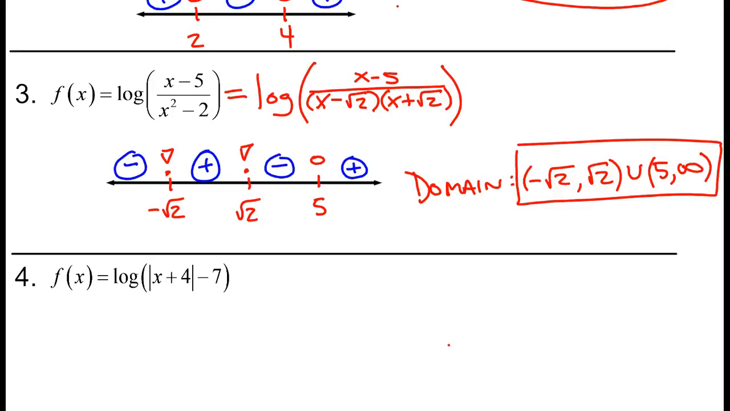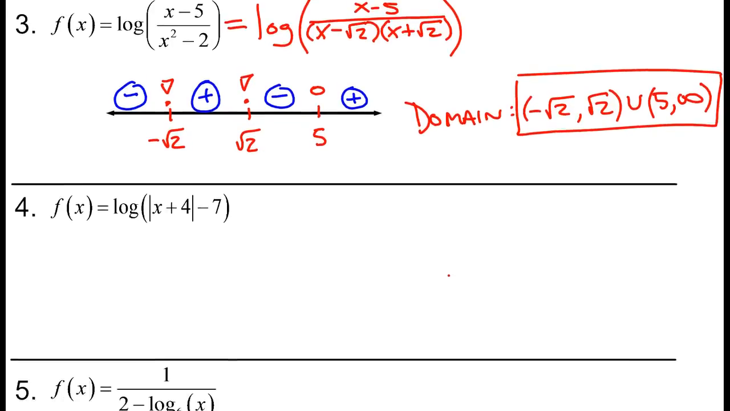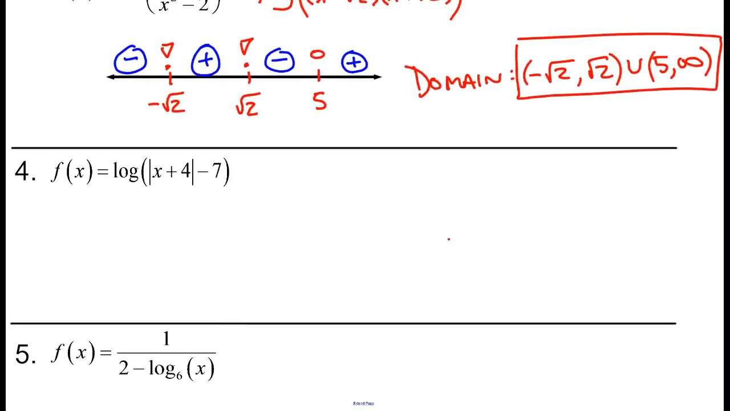I have two more function example domains I would like to do for you here. The first one is f of x equals the log of the absolute value of x plus 4, minus 7. Remember the rule. This has to be greater than 0. So the absolute value of x plus 4, all minus 7, has to be greater than 0.